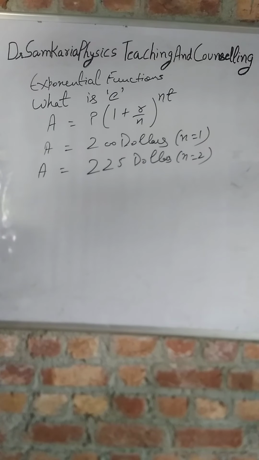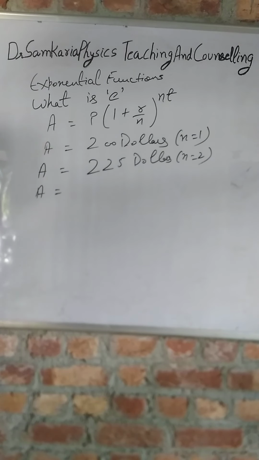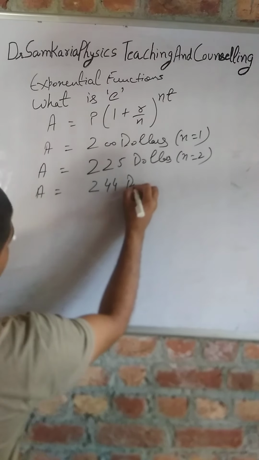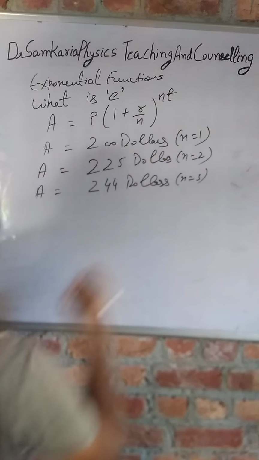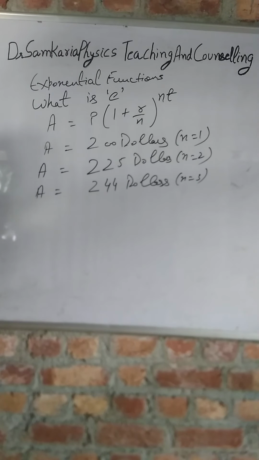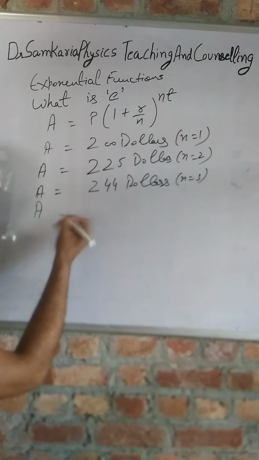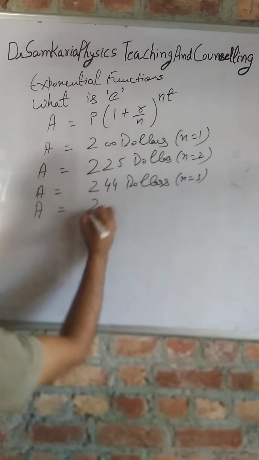Now suppose I compound my money quarterly, that is 4 times in a year, then what will be the amount? By using this formula, you will see that you will get approximately $244 for n equal to 4. Now suppose my n is equal to 12. Every month I compound my money, then I will get my future amount that will include interest is equal to, you can check it, $261.